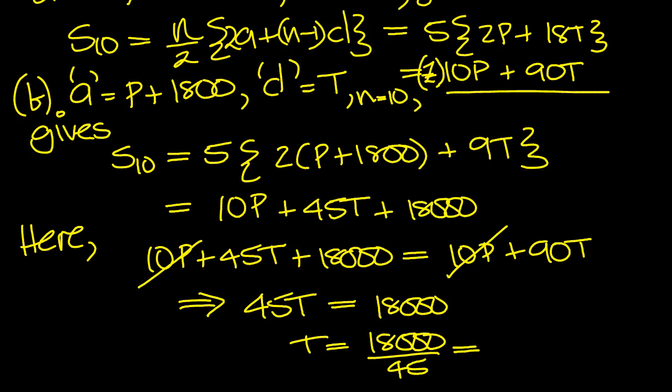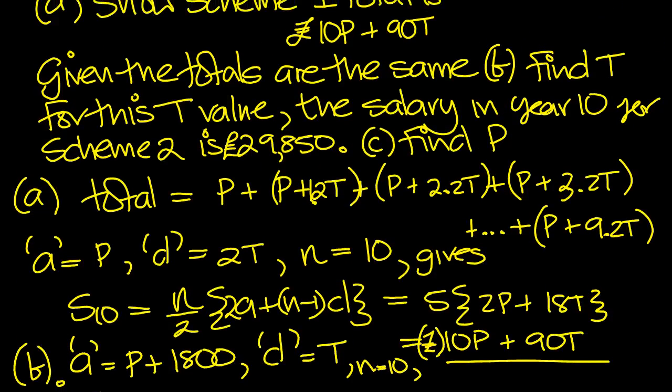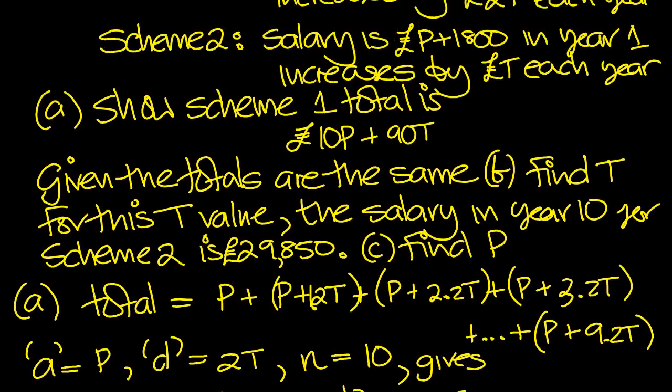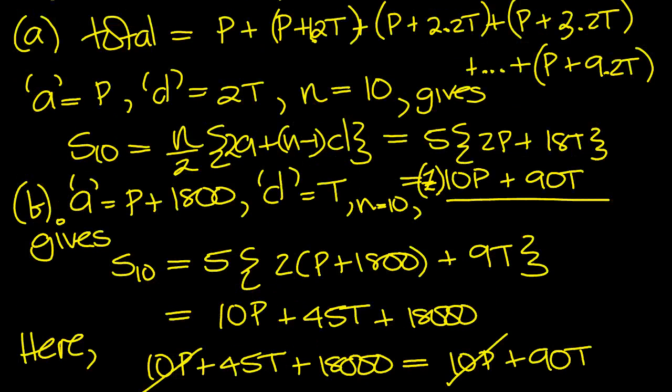Okay, let's tap that in the calculator. Well, we can do it by hand actually, because if we double top and bottom it's 36,000 over 90. This will cancel, and this will cancel by 4, and we're left with 400. So t is 400, so that's £400 it increases. It's in pounds we're dealing with. So there's part B.